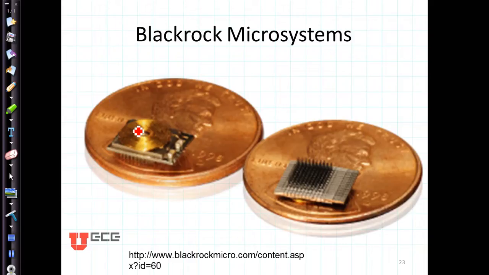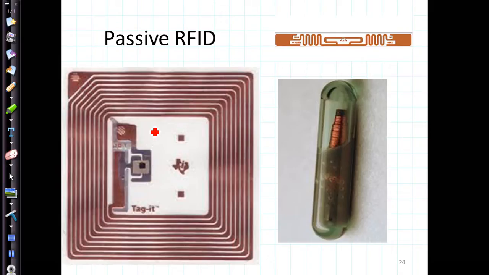BlackRock Microsystems has created an inductively coupled brain stimulator where you have 100 electrodes shown right here, very, very small needle electrodes, and this coil right here with a lot of different turns is used to couple to power outside through the skin. Here's a picture of a passive ID chip.